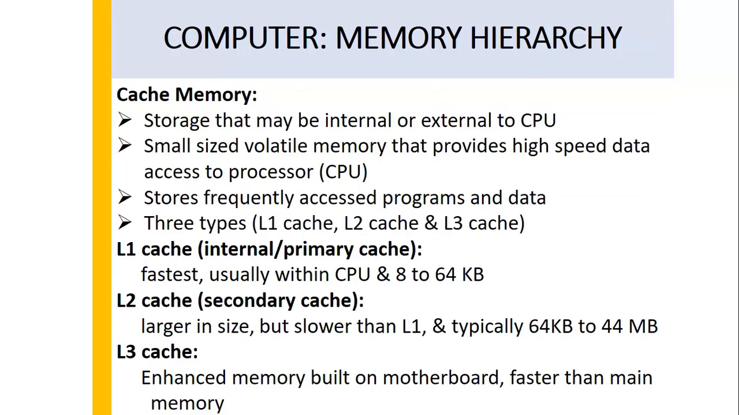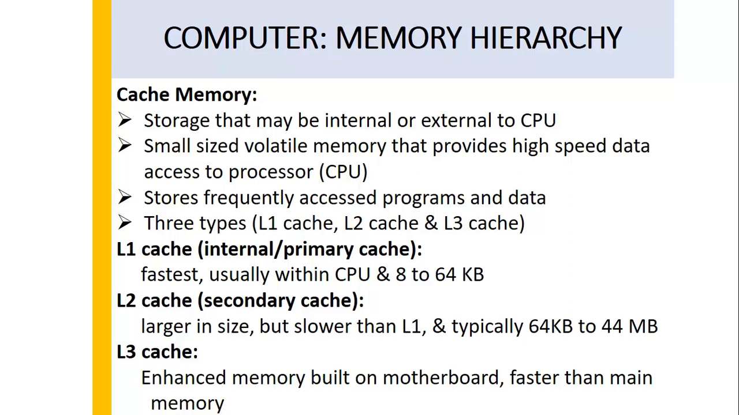Next in the hierarchy is cache memory. Its storage may be internal or external to the CPU. That means it may be integrated with the CPU or the processor, or it may be on the motherboard. It's a small size volatile memory. Volatile memory means the data in the memory is lost when the power fails or the system is switched off. That small size volatile memory provides high speed data access to the processor to match up the speed of the processor, and stores frequently accessed programs and data. Frequently, if we try to access the same program instructions or data after a periodic time, that will be saved for a predefined interval in the cache.